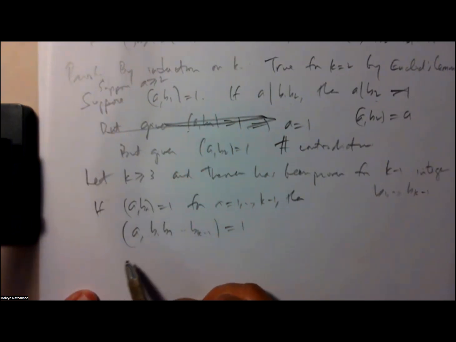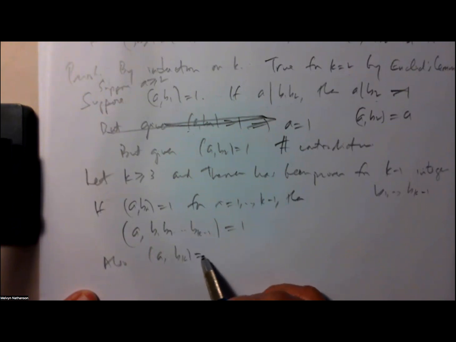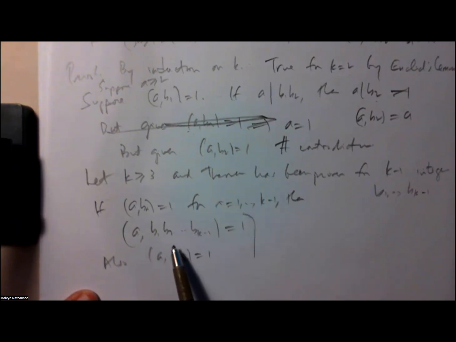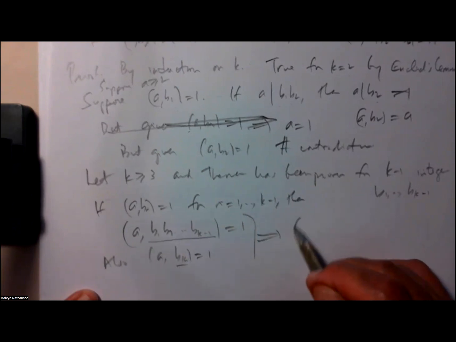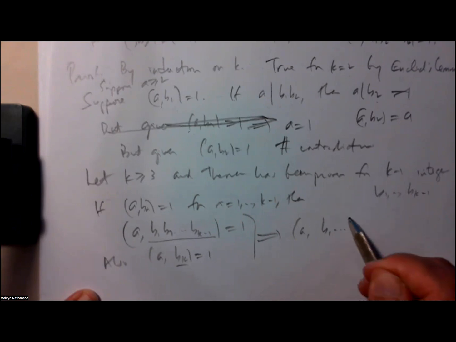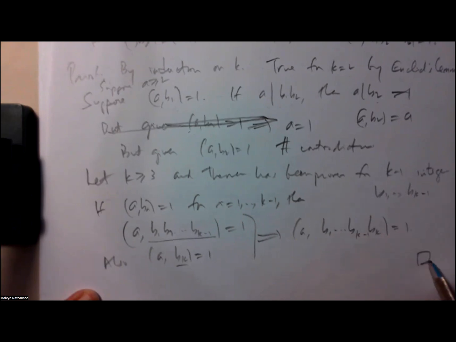But it's also given that A and B sub k are relatively prime. So this reduces to the case of just two integers, k equals 2. This is one integer, this is the other. So it follows that A and B1 up to B sub k minus 1 times B sub k are relatively prime. So that is a proof.